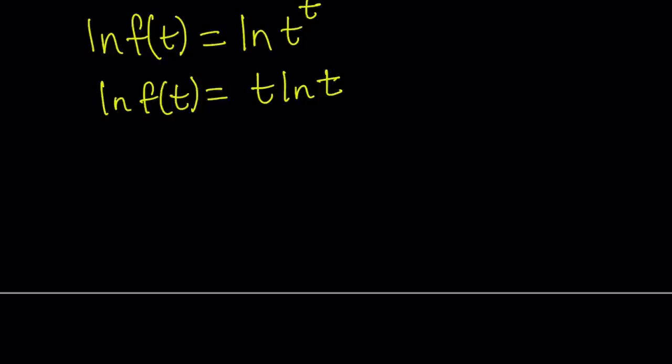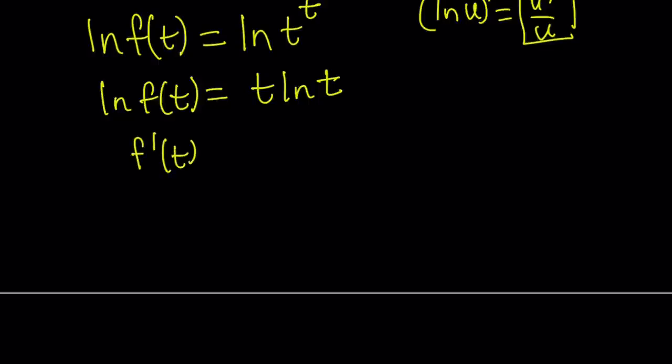When you differentiate ln of a function, you have to use the chain rule. ln u, differentiate it, u prime over u. That's the rule. And remember, we use this for integration too, backwards. Great. Now, let's go ahead and differentiate it. So it's going to be f prime, the derivative of f with respect to t, and we're going to divide it by f. u prime over u.